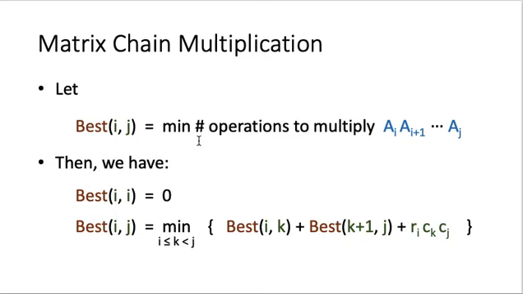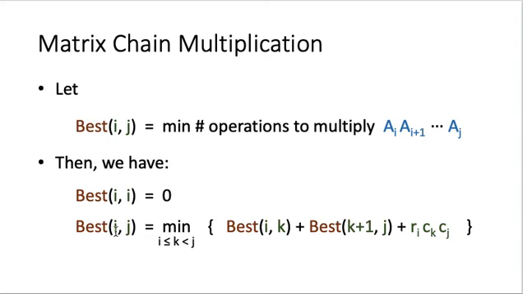So based on the previous idea, let us design what information we hope to store. Here we use best ij to denote the minimum number of operations to multiply Ai plus 1 up to Aj. So we want to multiply a subsequence of matrices, but they are contiguous, Ai plus 1 up to Aj. Based on this meaning, best of ii is equal to 0, because we don't need to do any multiplication. This is just a single matrix, so no multiplication is needed.